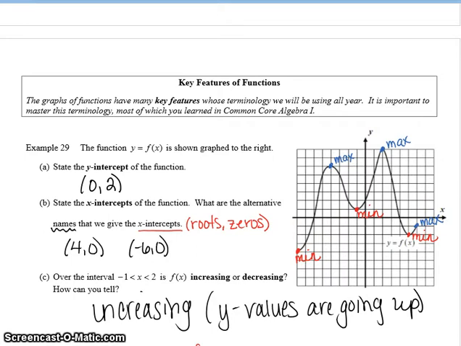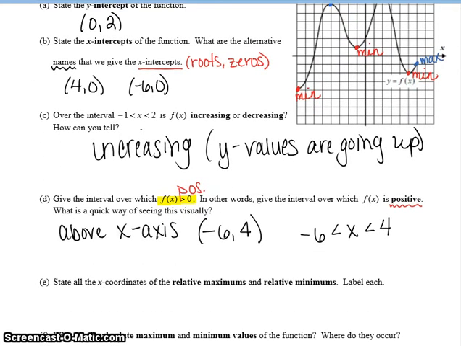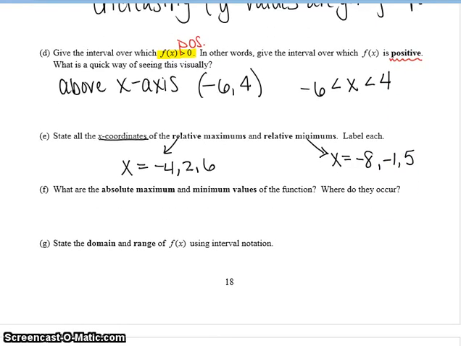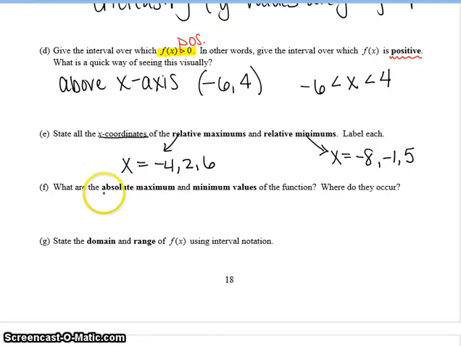Now that I have those highlighted for you on the graph, I'm going to list their values, and it does say the x coordinates. The maximums are all the high points that I have in blue, and your x values are at negative 4, positive 2, and 6. The minimums are the low points that I have in red on the graph, so the x values are at negative 8, negative 1, and 5. What are the absolute maximums? That means the highest of the high. My maximums were negative 4, 2, and 6.